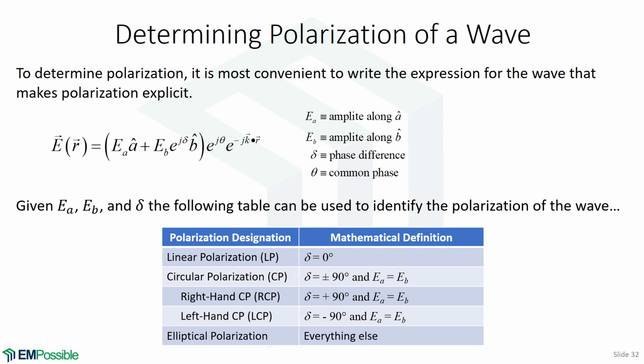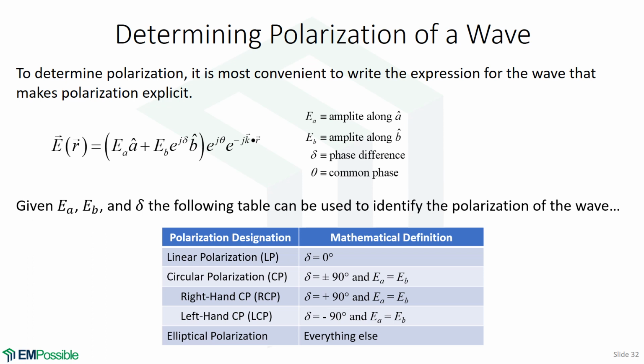Once it's 90, I realize, okay, we may have a circularly polarized wave, but not necessarily. We now have one more thing to check when that delta is plus or minus 90 degrees. What we have to check is the magnitude of EA and EB. If they are the same, then we have a circularly polarized wave. If they're not the same, we have an elliptical polarization.